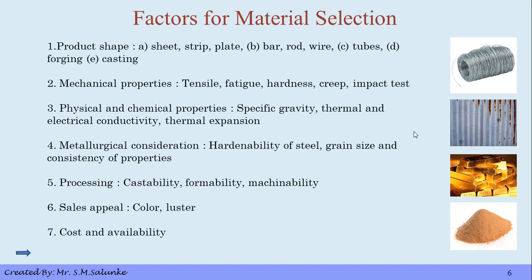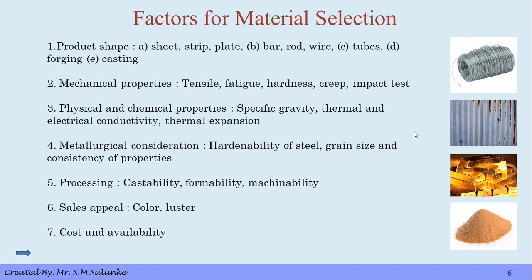And the sixth one is sales appeal, that is how the material looks to the eyes, how the color of the material is, is it lustrous or not. And finally, the cost and availability. We'll be looking into mechanical properties, physical, chemical properties, metallurgical consideration, etc. in our coming lectures. As of now, these are the basic factors that are to be considered for material selection.